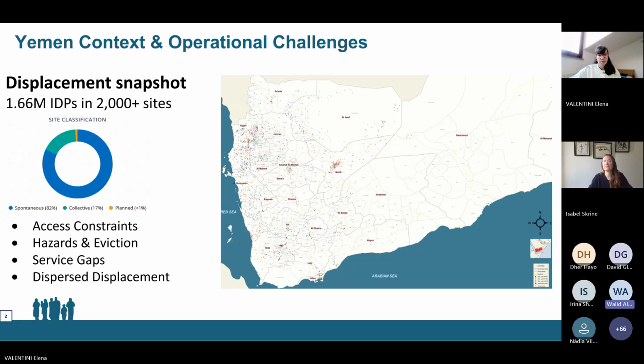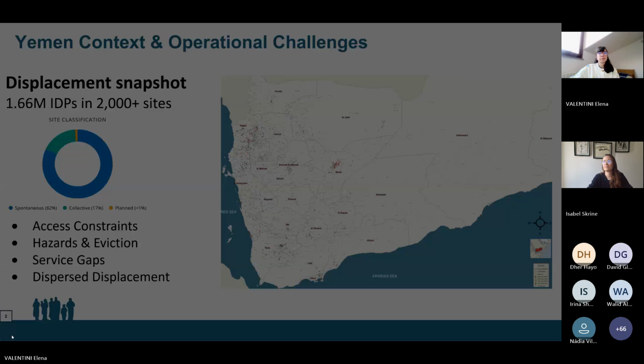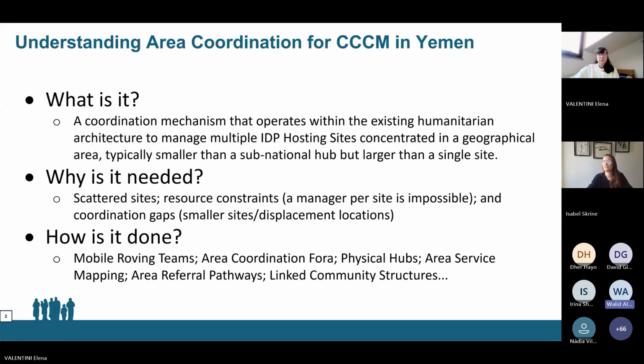So next we're going to talk a bit about what made area coordination in CCCM a natural or organic evolution of how we do business here. But first, we just want to explain what area coordination is, because it's slightly different from the ABSM that we recently talked about.